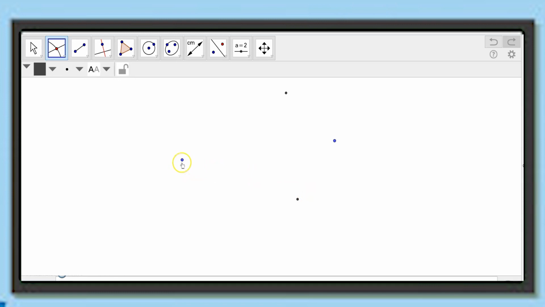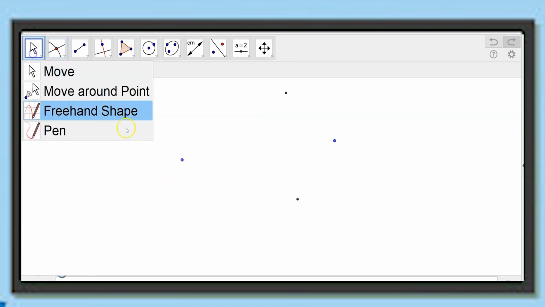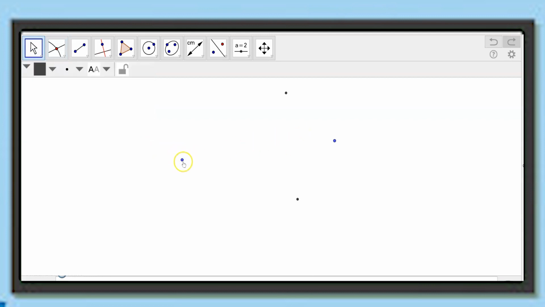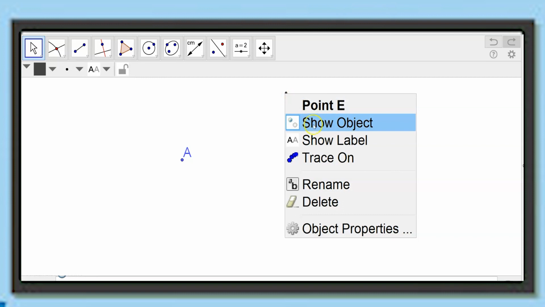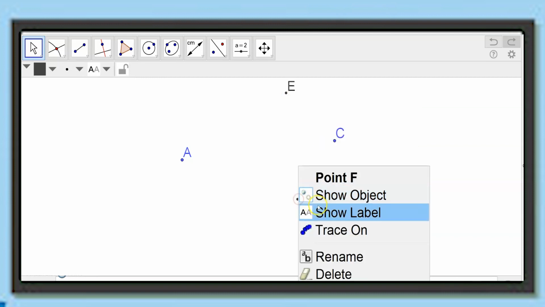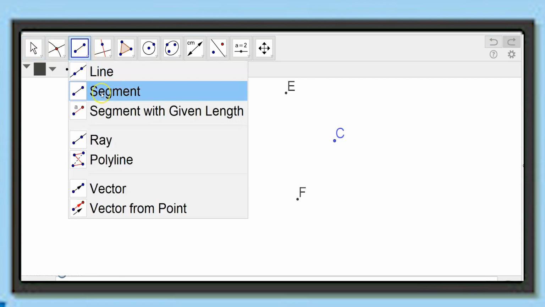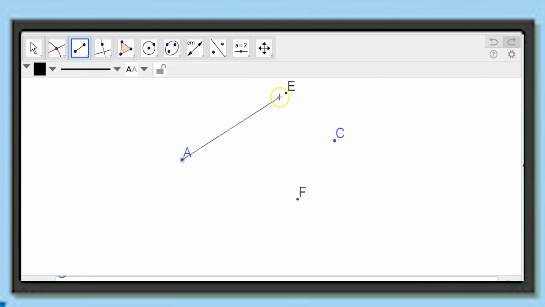Now, let me join these 4 points using line segments. Now, before that let me label these points. Point A, this will be point C, this one will be E and this will be F. Now, let me join all these 4 points using the segment tool. So, first AE, then EC, CF and FA.